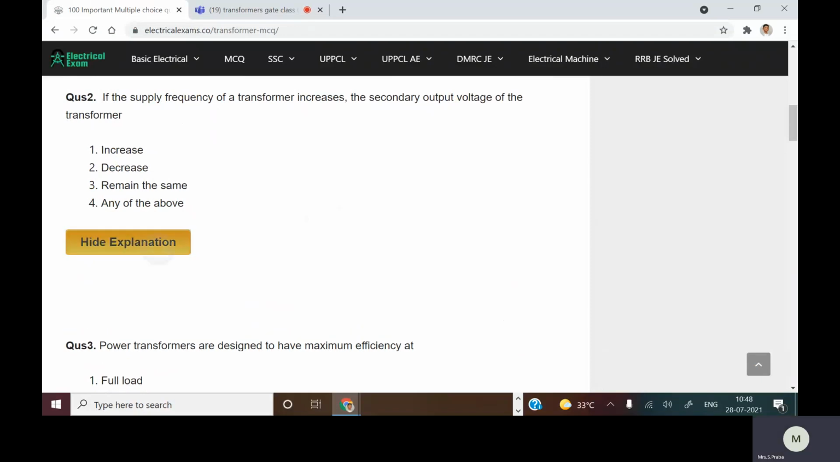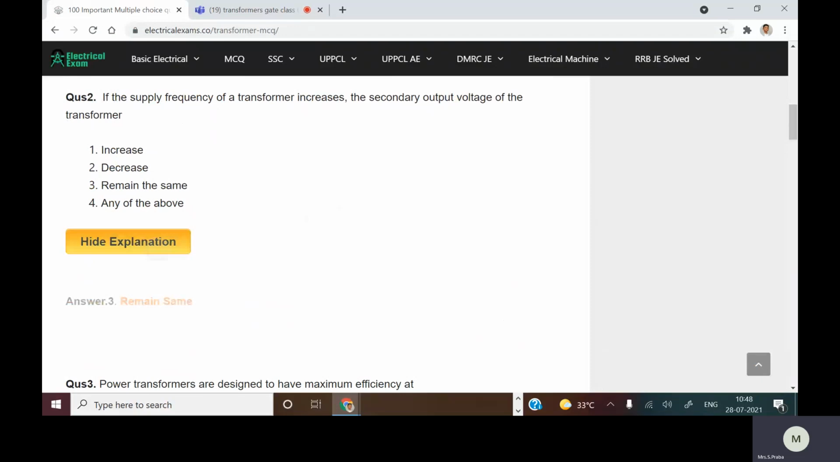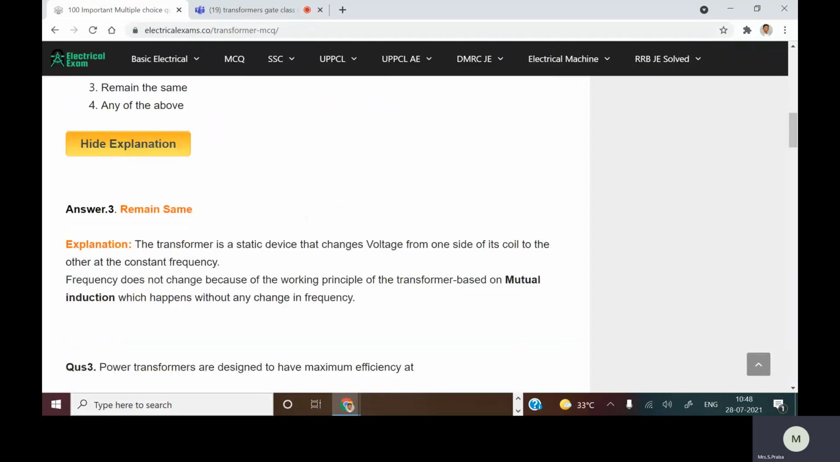Yes, it remains the same. If you change the supply frequency, in that case also the output voltage will remain the same. For example, if 50 volts is there, it won't be affected. It will be the same. You look for a while.